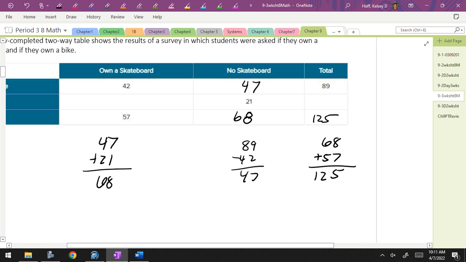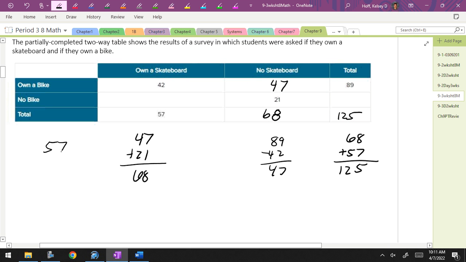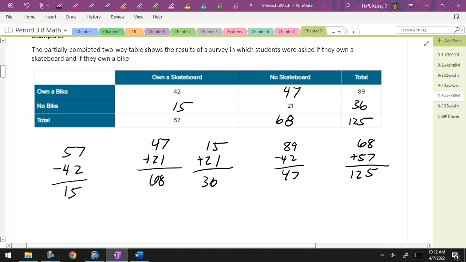Okay. Another one. 57 minus 42. That would work. 15. Okay. 15 plus 21, 36. Now, there's a way you could double check your work. Easily, I'd go right here. 89 plus 36. Does it give you 125? Every column should add to get your total. Every row should add to get your total.